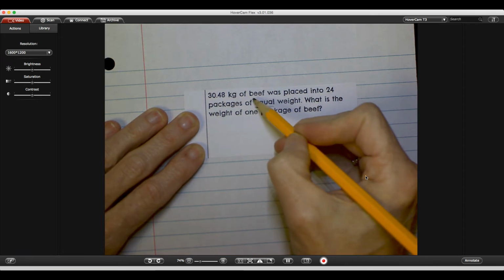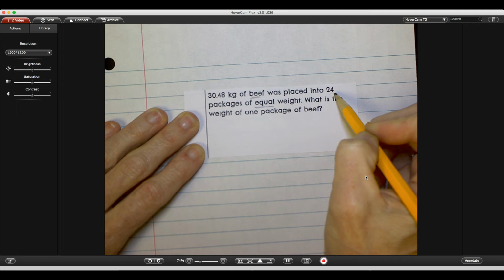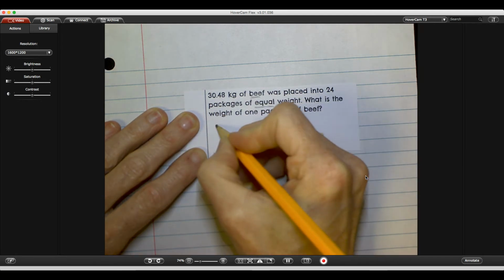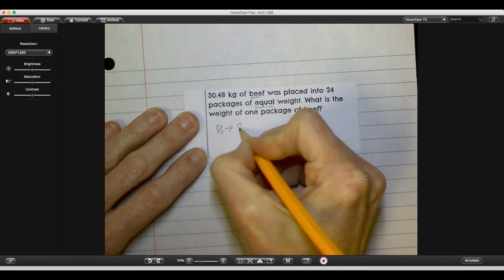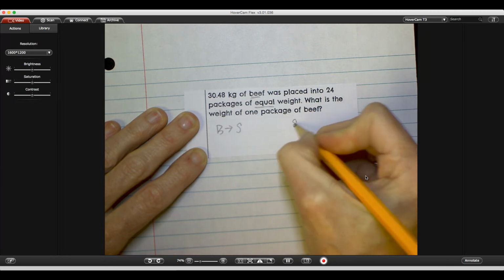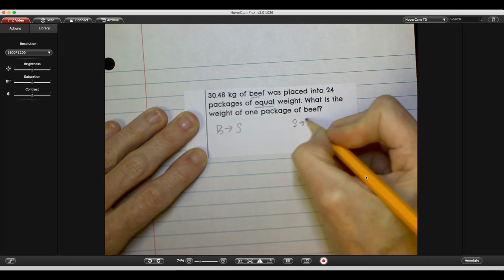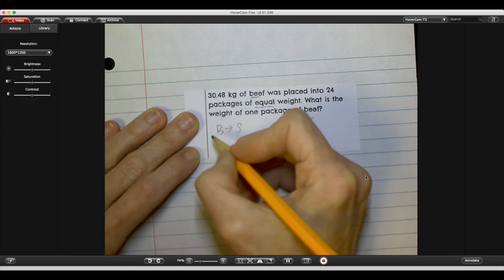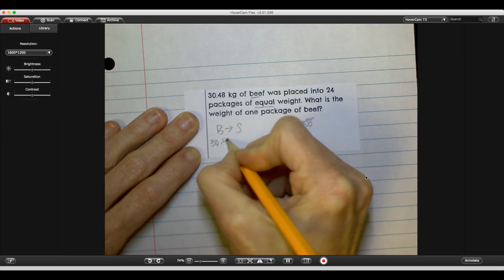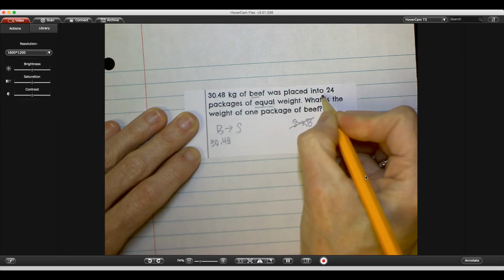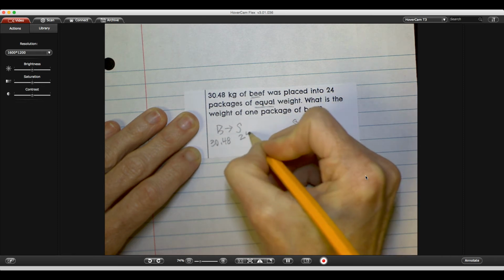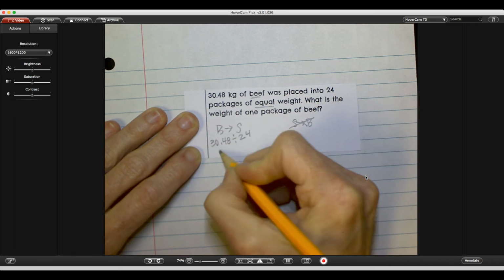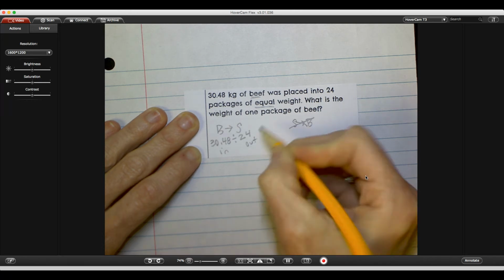I have beef, a large amount of beef, and then I have it going in, I have packages, so smaller amounts. So do I take a big amount and put the big amount into smaller amounts, or do I split up a smaller amount and put the smaller amount into a big amount? This doesn't even make sense. So I'm splitting up the bigger amount, 30 and 48 hundredths, into the smaller amount, so into 24 smaller amounts. Replace the arrow with a division sign, in and out.